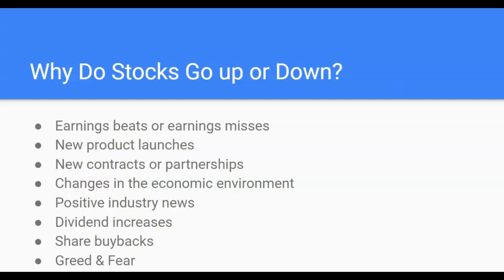And the last is greed and fear. So we kind of saw this during the whole lockdown thing of early 2020. People got really greedy in the first quarter of 2020, and stocks were trading at a huge high. And then when the world went on lockdown, everyone got scared and dumped their stocks. So greed and fear, these are two emotions. When people get greedy, usually stocks run up, and when people get fearful, stocks go down.